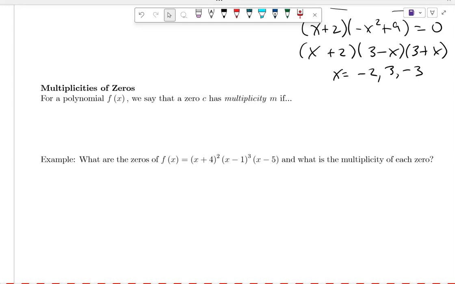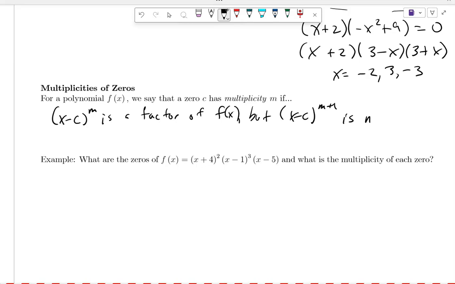So we say that the 0 c has a multiplicity of m if (x minus c) to the m is a factor of f of x, but (x minus c) to the m plus 1 is not. Okay. Basically, what we're saying is, if it's in factored form, you're looking for that exponent. Okay? So let's look at this example. I think this is a lot more illustrative with an example than it is with the definition. I think the definition just messes it up, makes it foggy, if you will.